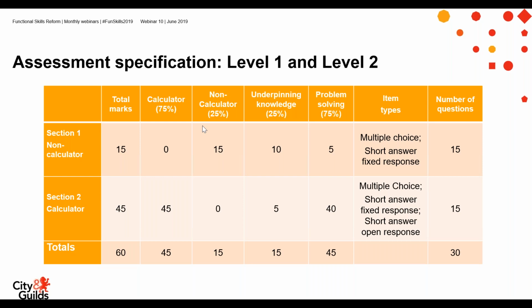And similarly on the calculator permitted section, 45 marks in total. 40 of those marks are orientated towards problem solving, and 5 of those marks are orientated towards underpinning skills. So there is an element of both across both papers.